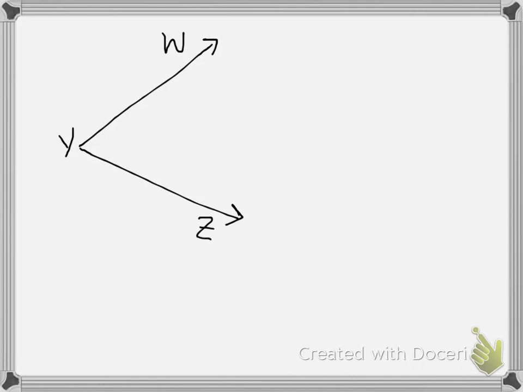Now let's go ahead and look at some angle addition. Let's say you have this angle, W, Y, Z, and it's cut by a ray, Y, X. Let's label this angle. Let's say that W, Y, X is 20 degrees, and let's say that X, Y, Z is 4x plus 6.